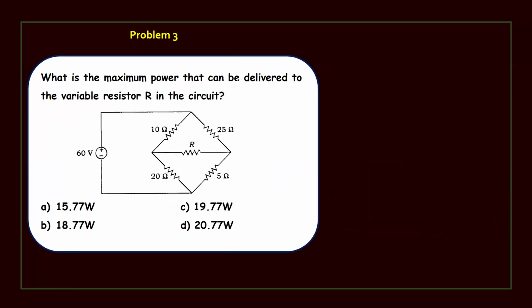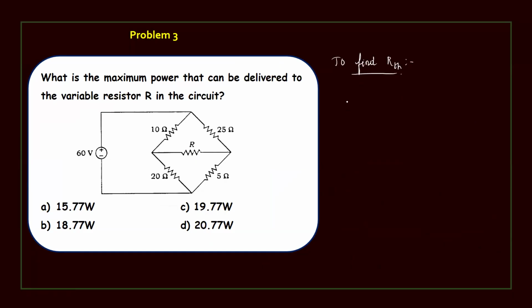Okay. So VThevenin we already found. Now to find RThevenin, how will you find it? The given voltage source should be short circuited. So after short circuiting, the circuit will become like this.